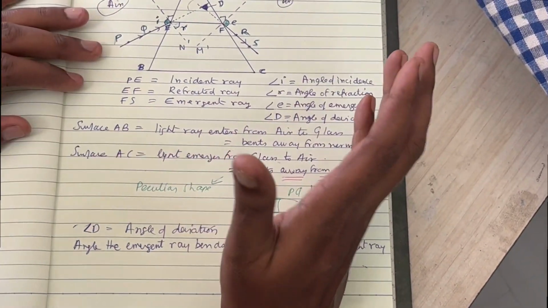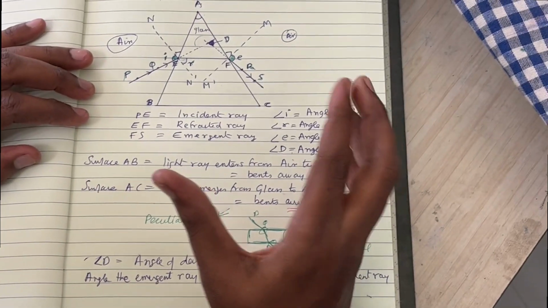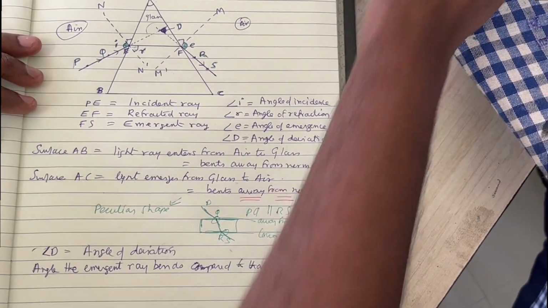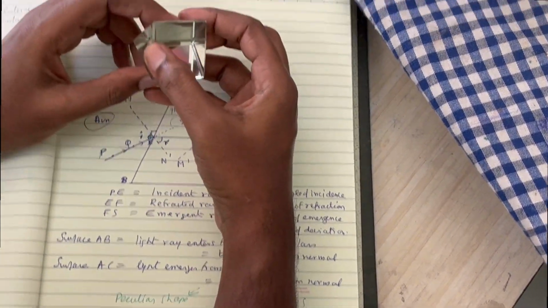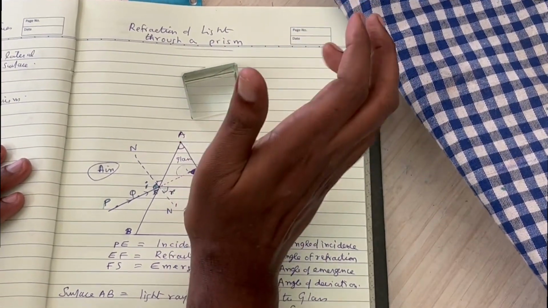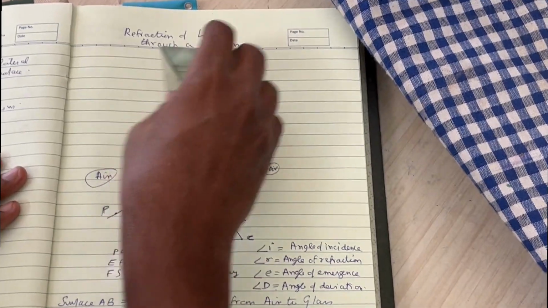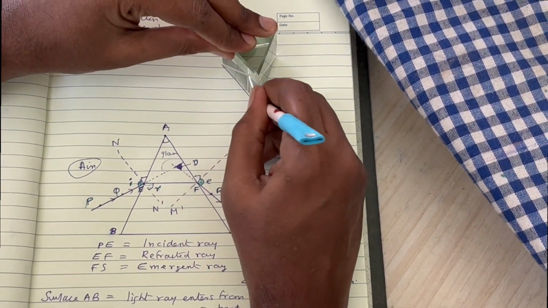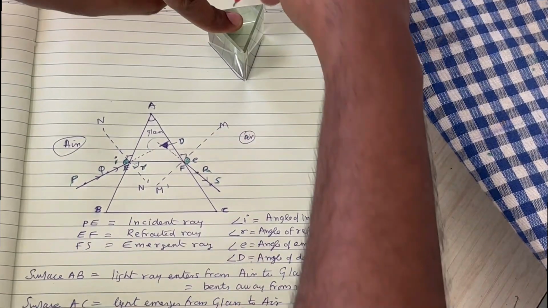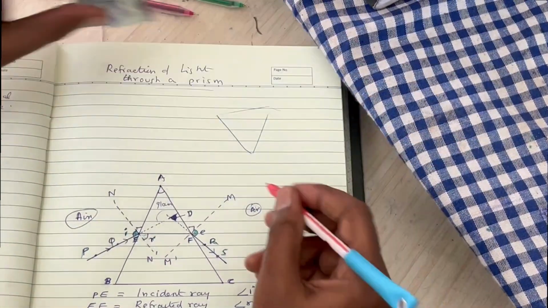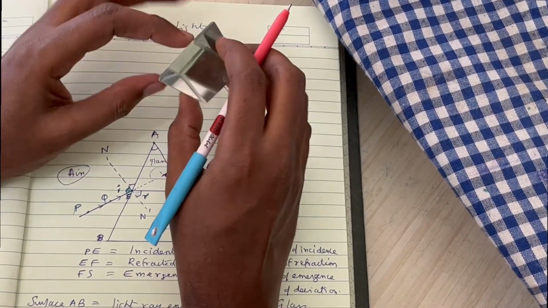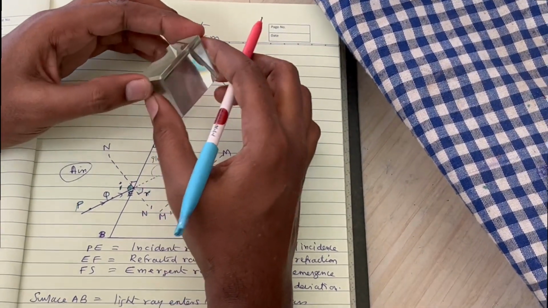Before going into the details, let's look at some features of a prism. Here we can see a prism, and if you put it like this and trace the surface, I am tracing the surface. You can see it's a triangle, and interestingly, a prism has two triangular faces. So there are two triangular faces.